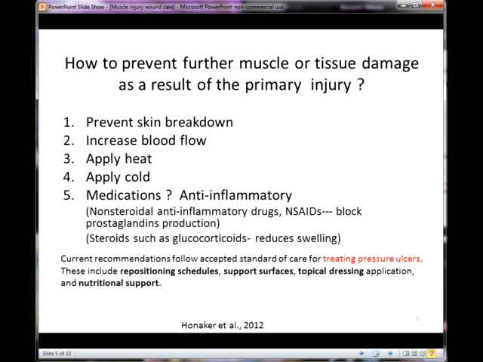But the current recommendations that are followed for a suspected tissue injury, such as the ones we've been talking about, are basically to treat them like pressure ulcers. And that includes repositioning schedules, reposition a patient that's in bed, for example, so they're not sitting on a bony prominence too long, support surfaces, cushions, air mattresses, for example, and keep the skin intact, and provide good nutritional support for healing processes. At this time, there seems to be no new treatments identified for deep tissue injury.